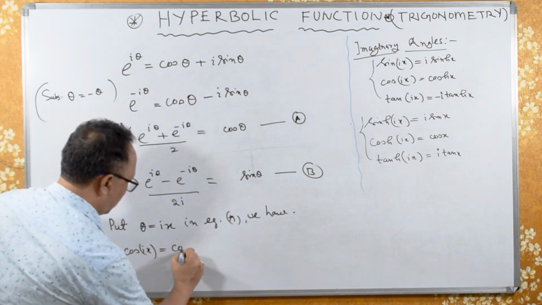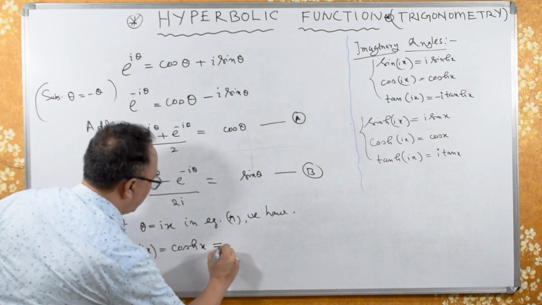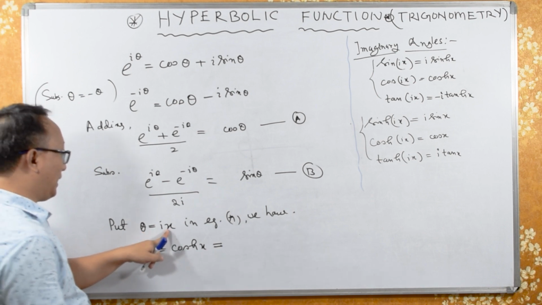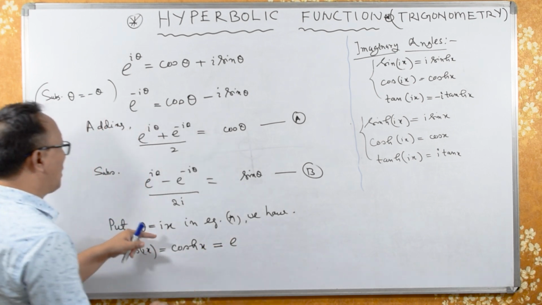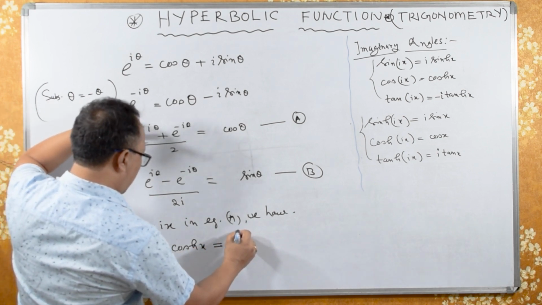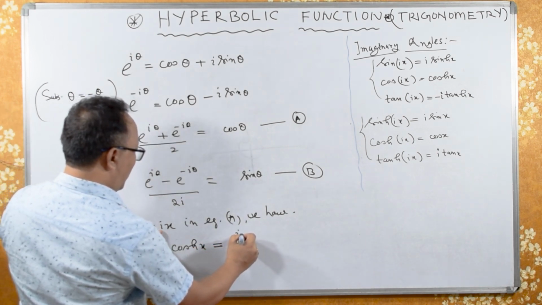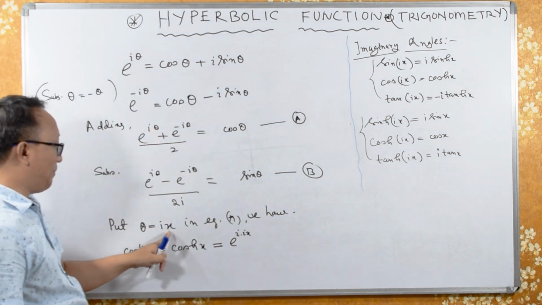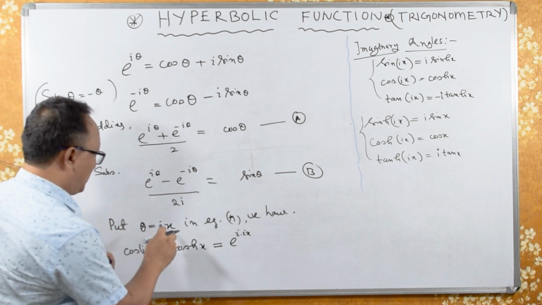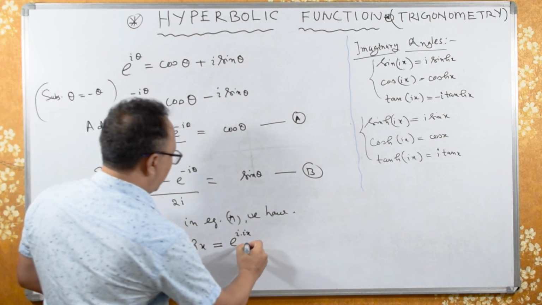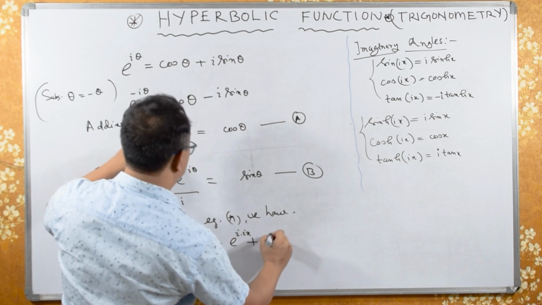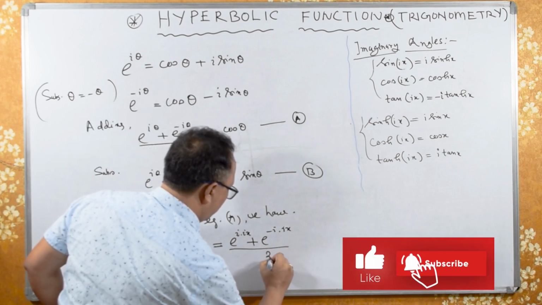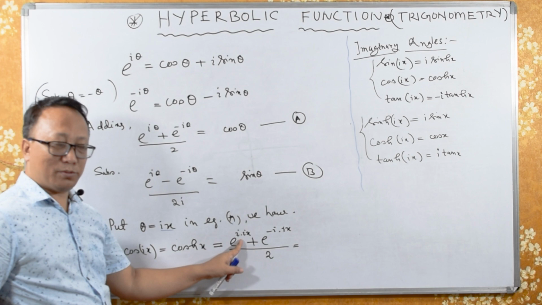Cos hyperbolic x is equal to, on the left hand side, instead of theta we have to substitute ix. Here e raised to i into ix, I theta, we already have, instead of theta I'm substituting ix, plus e raised to minus ix, upon 2. Now i square is minus 1.